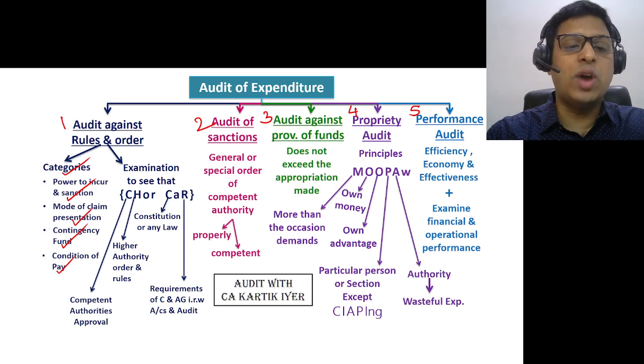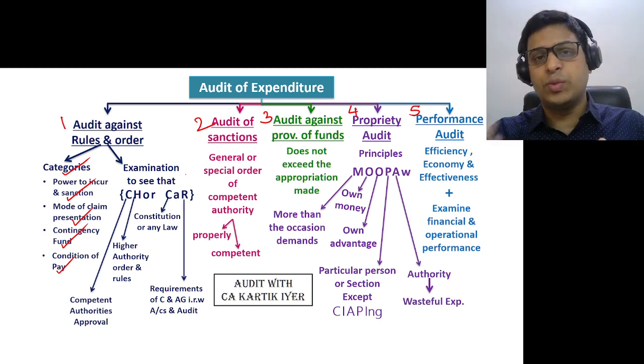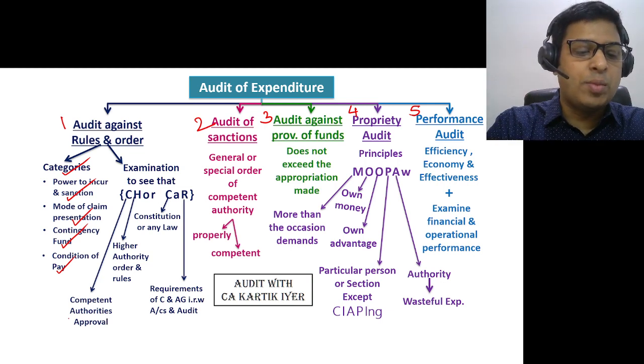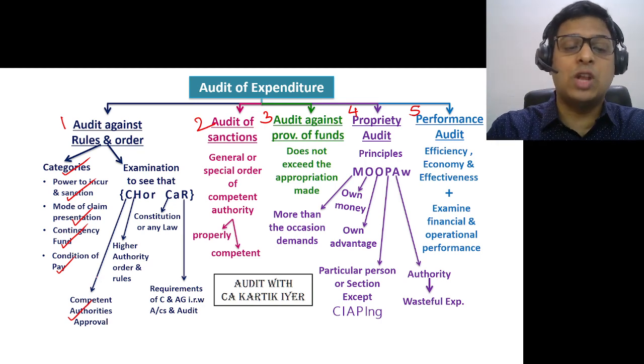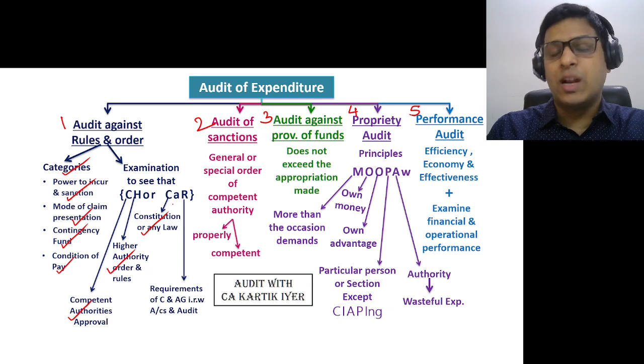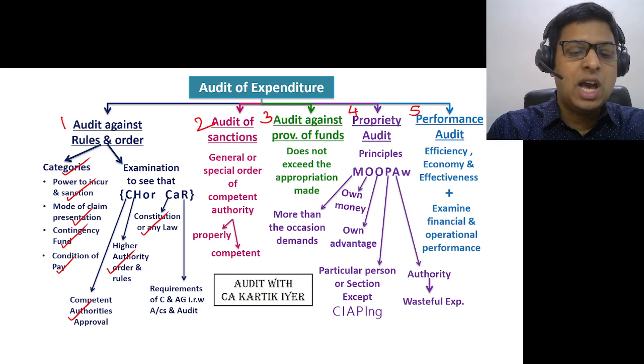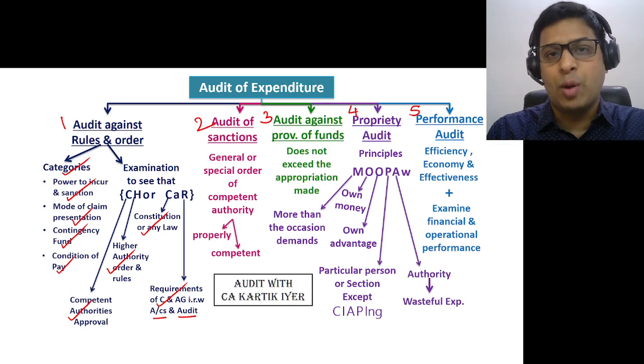Next, in relation to examination, to see that. The examination has to be done to see, first, whether the competent authority has given the approval or not, whether a higher authority's orders and rules are followed or not, whether the constitution or any other law which is in place is complied with or not, and finally, whether the requirements of CAG in respect of accounts and audit are maintained by the company properly or not.